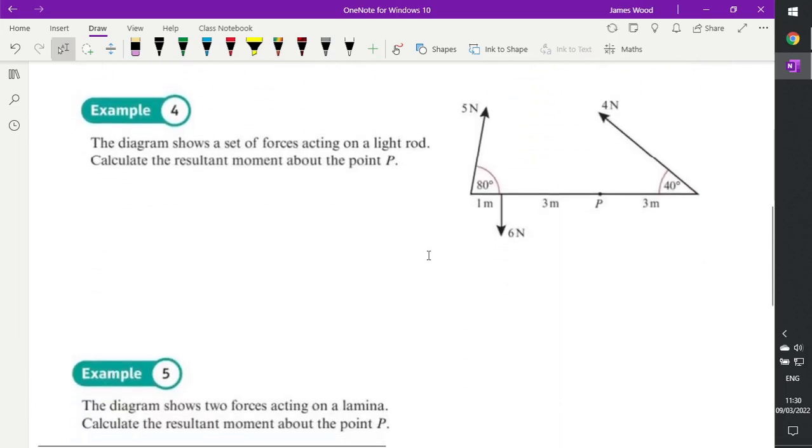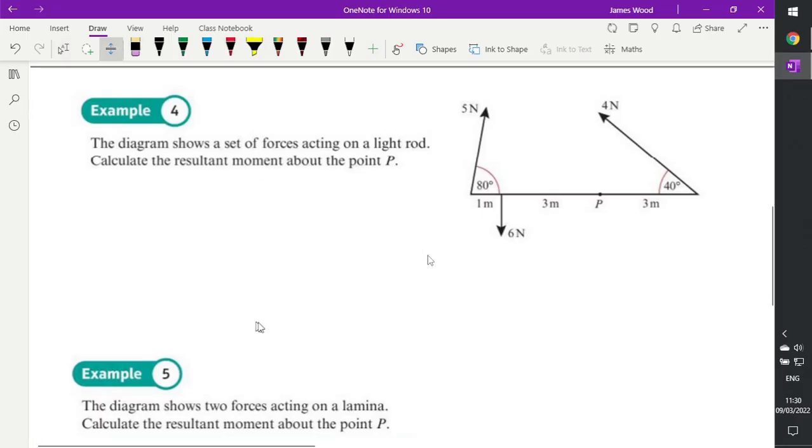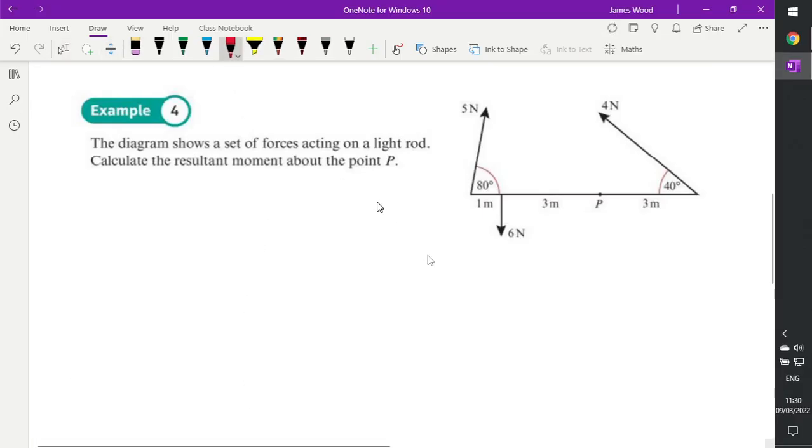Okay, this one, similar idea, but we've got some angles instead this time. So here's our pivot, point P. Okay, so let's deal with the 5 newtons first of all. So this is trying to make it rotate clockwise. If I put it in that direction, it's going to go around like this. So this is a clockwise moment.